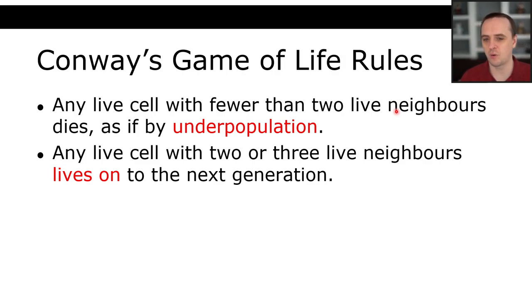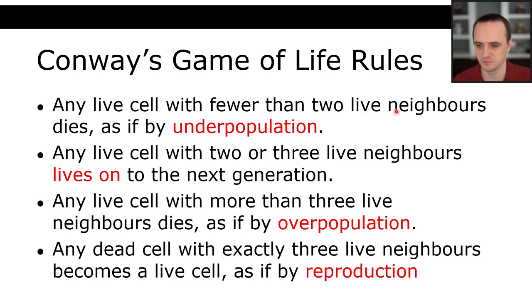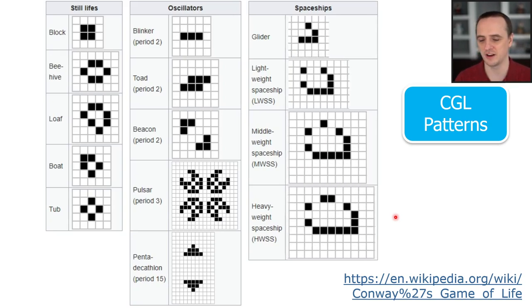Any live cell with 2 or 3 live neighbors lives on to the next generation. So 2 or 3 is really the sweet spot where you just continue on living. Any live cell with more than 3 live neighbors is going to die. So with 4 or more live neighbors, it's overpopulated, you're too crammed, you have to fight to survive, so you're going to die, as if by overpopulation. And any dead cell with exactly 3 live neighbors becomes a live cell, as if by reproduction, okay? Unlike most reproduction in the real world, where 2 people make a baby, in this one, if you're not an alive cell and you have 3 live neighbors, you're going to become reactivated, as if by reproduction. There are lots of interesting patterns that come out of this, and I'm going to show a video in the next slide, which is absolutely incredible.